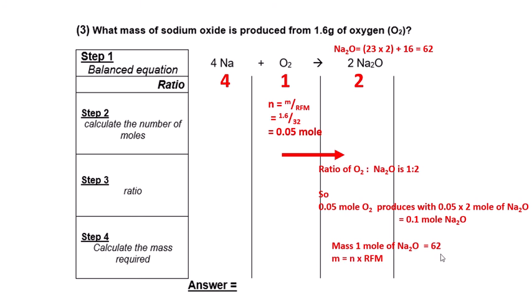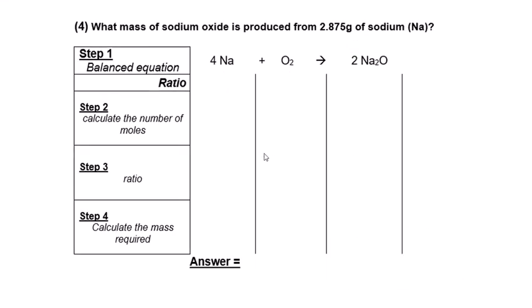And therefore 0.1 mole is going to be 0.1 times 62, 6.2 grams. Our answer is 6.2 grams. And the final one from the additional examples: what mass of sodium oxide is produced from 2.875 grams of sodium?